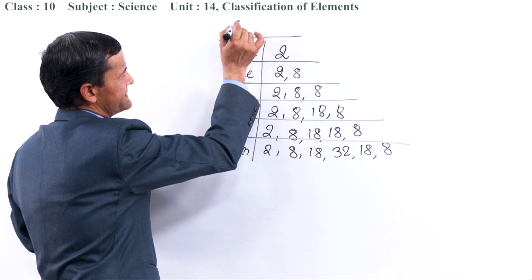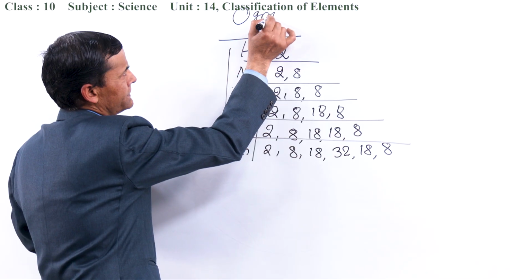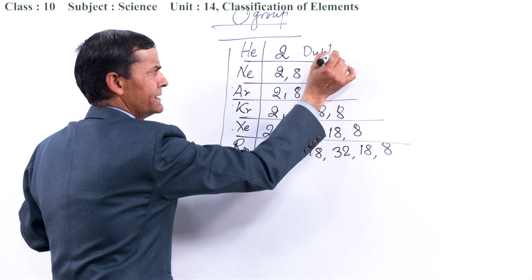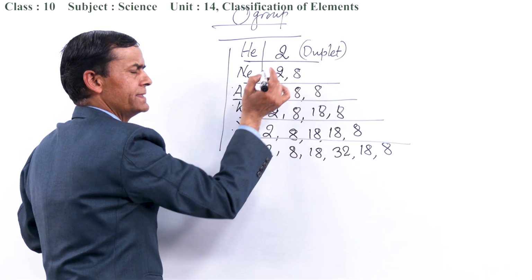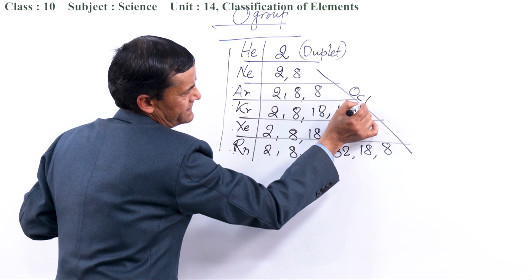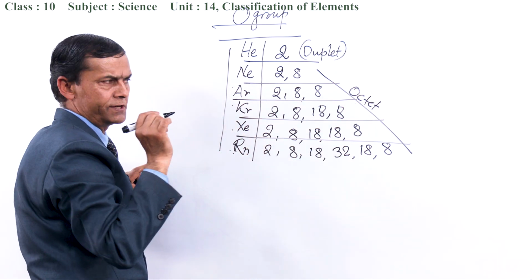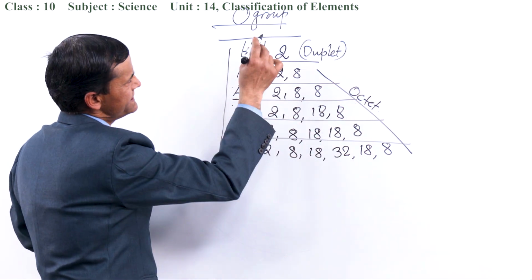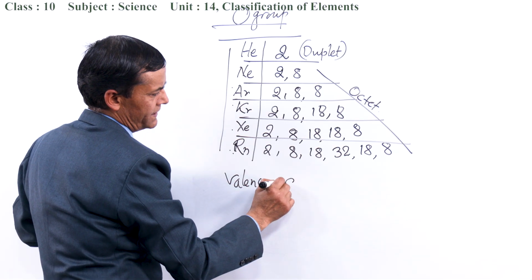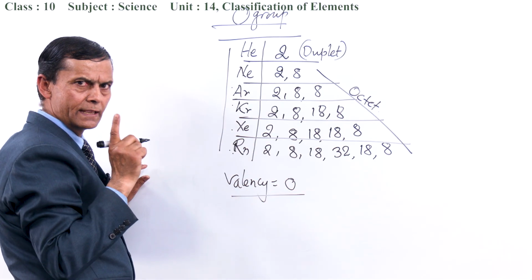So these elements are the 0 group. Why are they 0 group? Yes, this is a duplet. It is a duplet, it neither loses nor gains any electron, and these all are octets. Their valence shell contains an octet, so their valency is 0. The valency of these elements is 0 because they neither lose nor gain electrons.